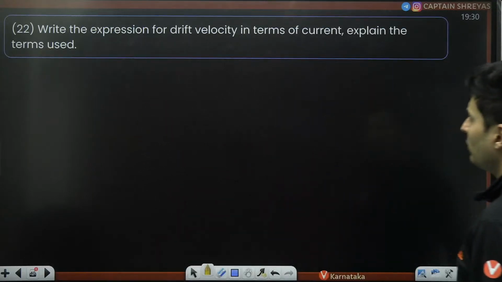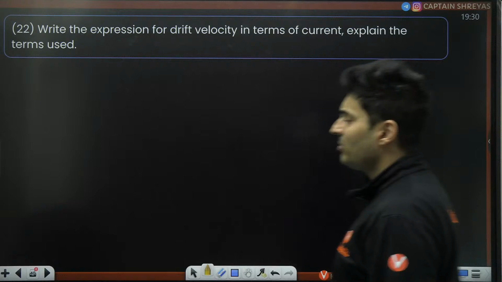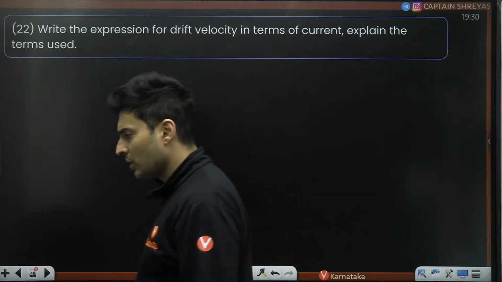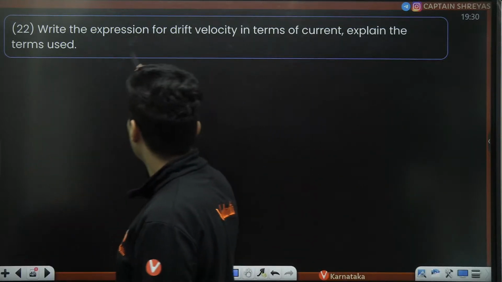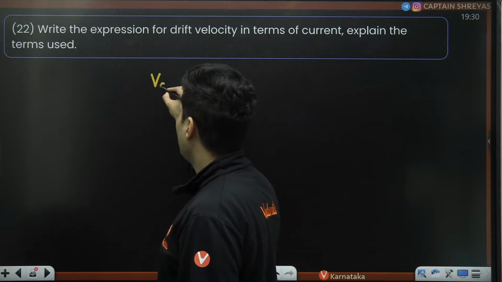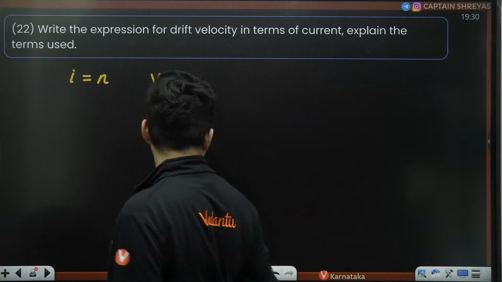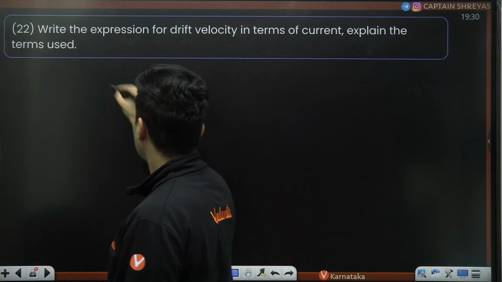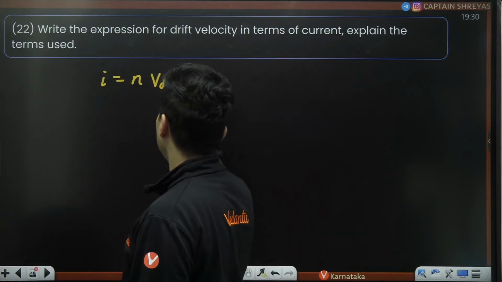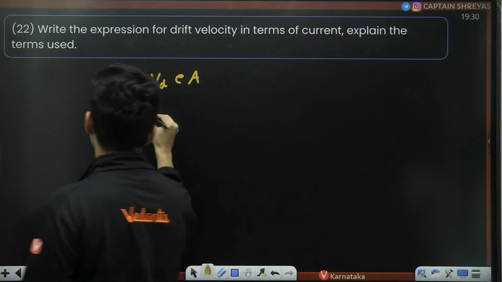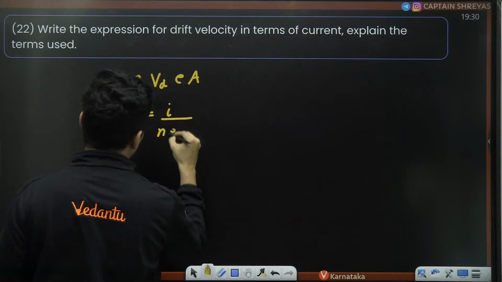Next, what is the expression for drift velocity in terms of current? Explain the terms used. Okay. Moving on. Drift velocity in terms of current. Current is equal to nevA. That is the formula. So v_d is equal to I by neA.